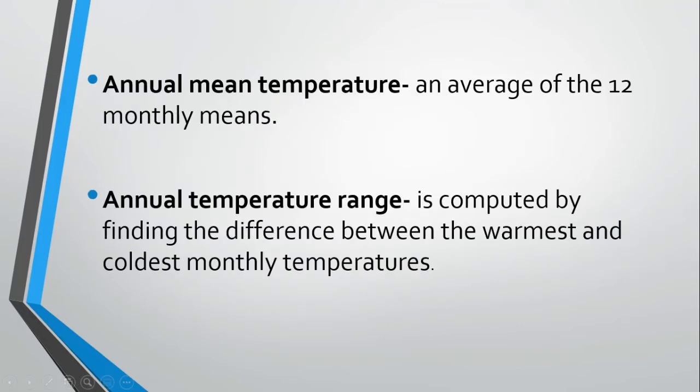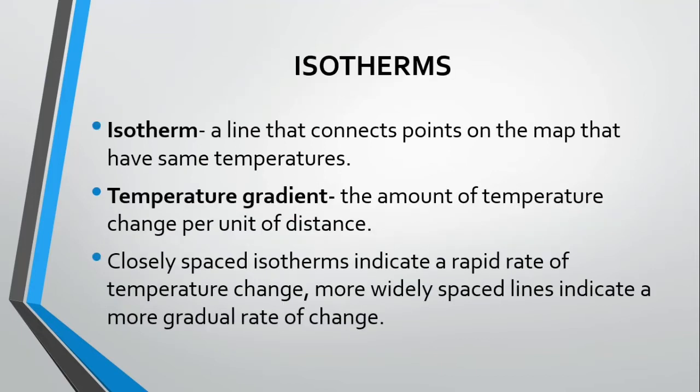Okay, we also have the annual mean temperature. So this time is the average of the 12 monthly means. You add the 12 readings and then divide it by 12. Then the annual temperature range is getting the difference between the warmest and the coldest monthly temperature. Okay, we also have this term isotherm, a line that connects points on the map that have the same temperatures, from the term iso or equal.